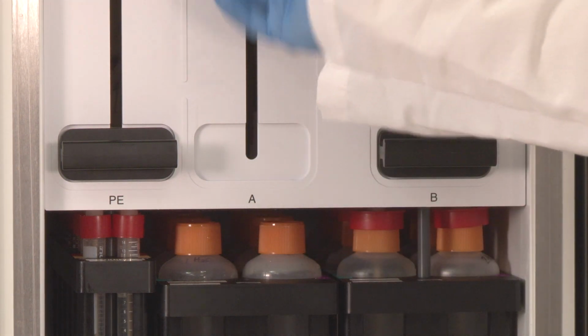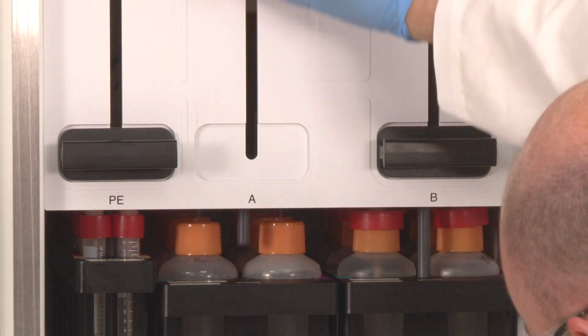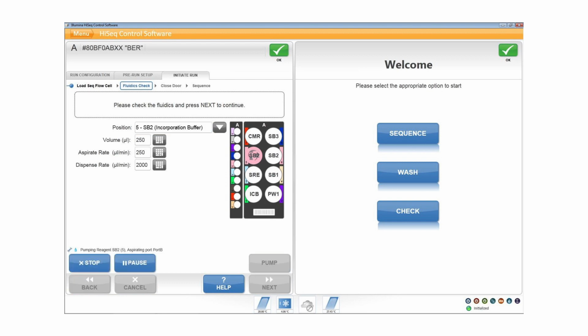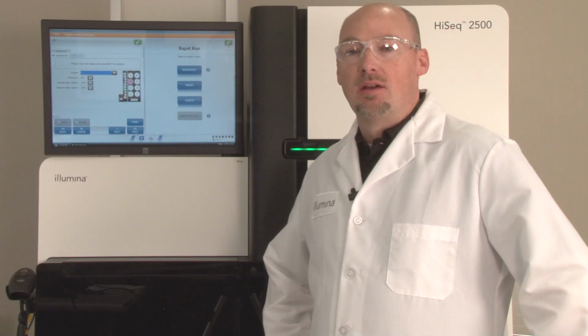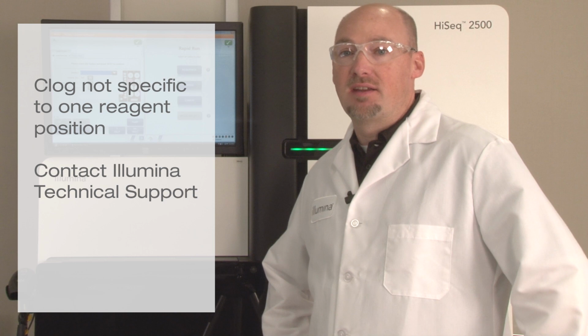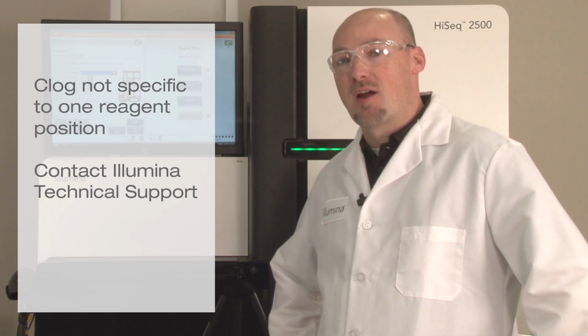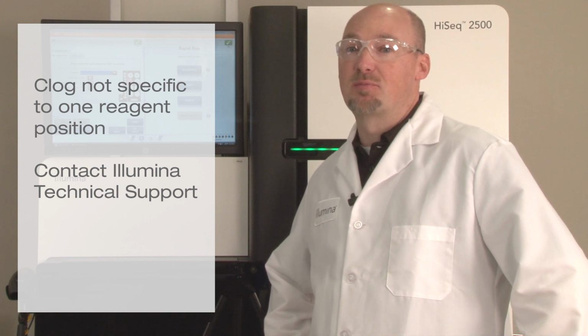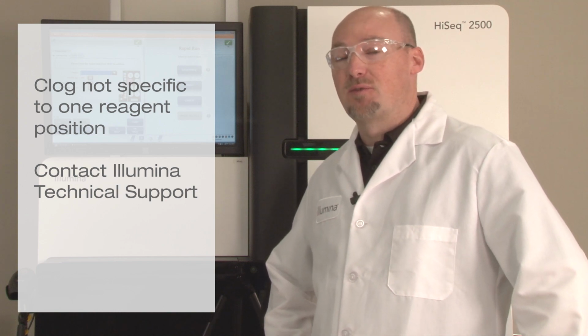First, verify that there is sufficient liquid in the reagent bottle you're pulling from and that the sipper is in the bottle. Next, change the reagent bottle position in the flow check settings. If the issue is specific to the line from reagent position 5, for example, then reagent position 6 would not be affected. If the clog is not specific to one reagent position, then the blockage could be in an internal valve or due to improper front or rear manifold movement. Please contact Illumina Technical Support to schedule a service visit for your instrument.